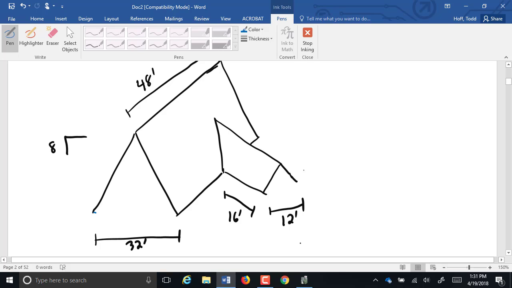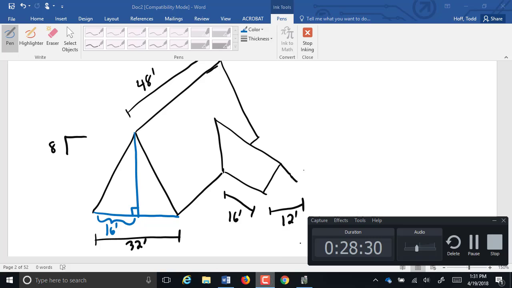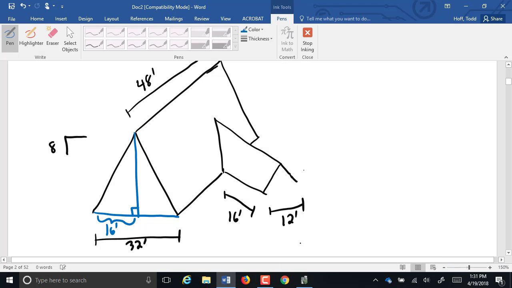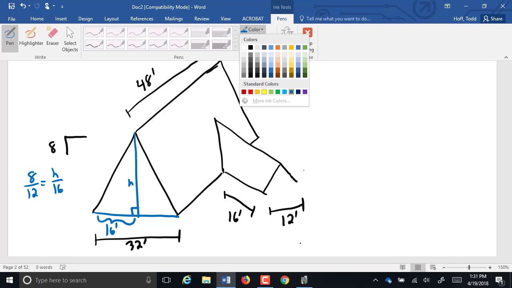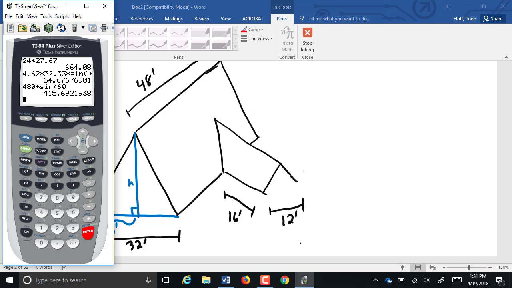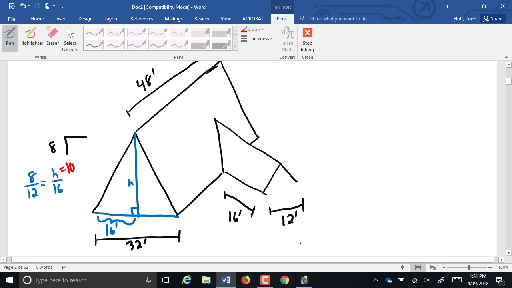Well, I'm going to start right here. This is 32, but if I look at this piece, of course, is 16, right? How do I find that height? 8 over 12 equals h over 16, correct? So 8 times 16 divided by 12 should give us, oops, 10.67, sorry. That's 10.67 feet high.